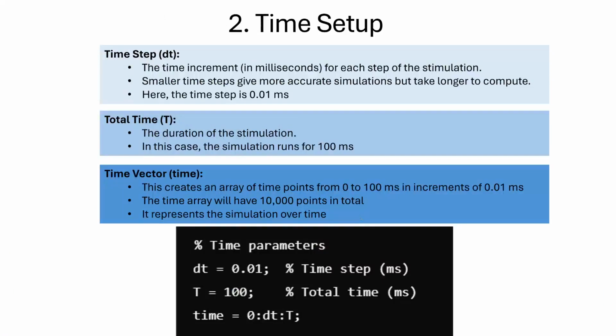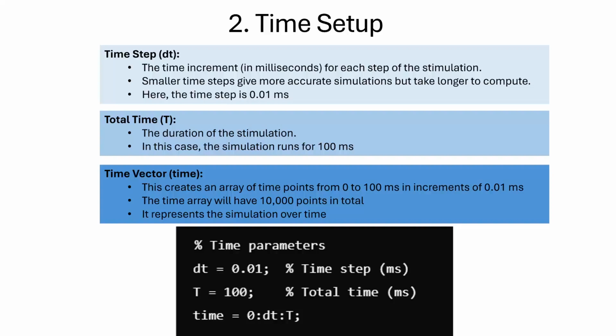Then let's go to the time parameters, the time setup. Firstly, we define the time step, which is the time increment in milliseconds for each step of the simulation. Smaller time steps give more accurate simulations, but take longer to compute. So we define here the time step as 0.01 milliseconds. Then we define the total time, the duration of the simulation. In this case, the simulation would run for 100 milliseconds.